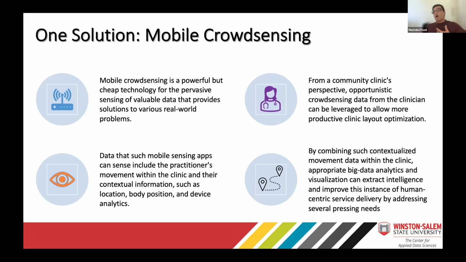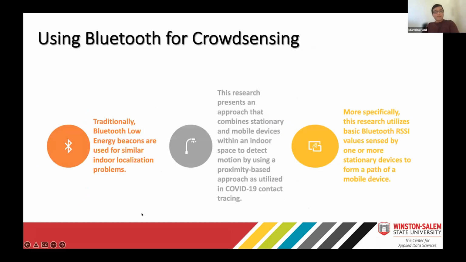Along with that, we can also get some contextualized information, like whether there was a fall, or so many other things we can get from the cell phone. We can combine that and then use big data analytics and visualization to make it more automated and more productive. That's the whole idea of this research.